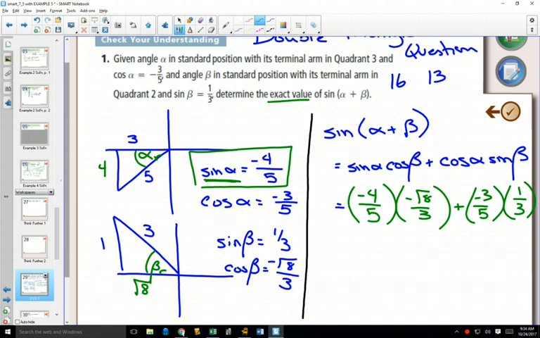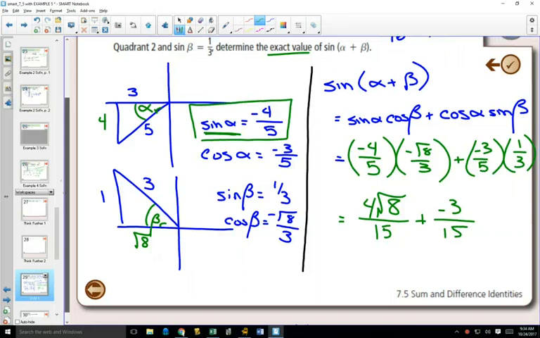Nice. And now we need to find our exact answer. So to find our exact answer, we have to write our answer as a single fraction. Is this a single fraction right now? No. We would have to multiply here. Negative times negative is positive. Multiply the tops, 4 root 8 over 15 plus a negative 3 over 15. This is still not a single fraction. We have a common denominator, so we have to add the tops. It's going to be all over 15.